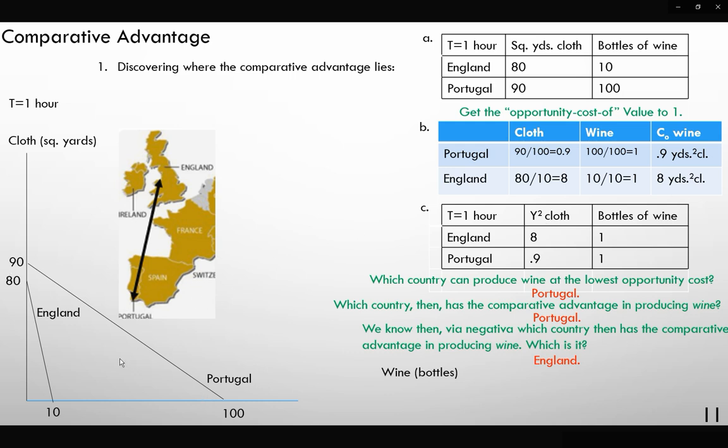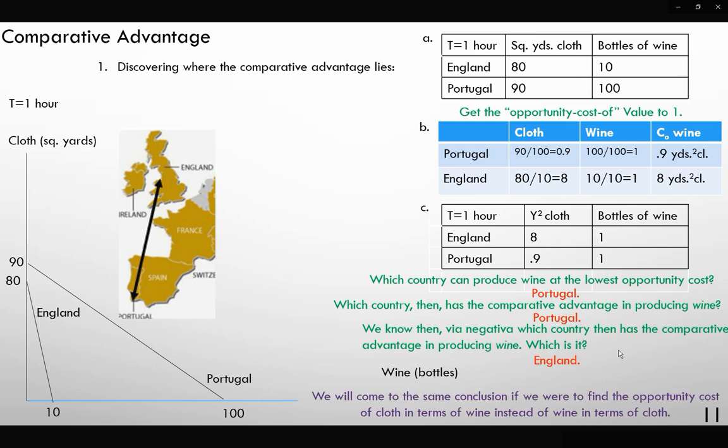If we start getting some equalities here, it might get more complicated, but I don't expect you to know how to do that. I'm not going to give you some trick question like that. Okay, wine is in bottles. So yes, we could flip this, and we'd come to the same conclusion. It would turn out that it is cheaper for England to produce cloth in terms of wine than it is for Portugal.